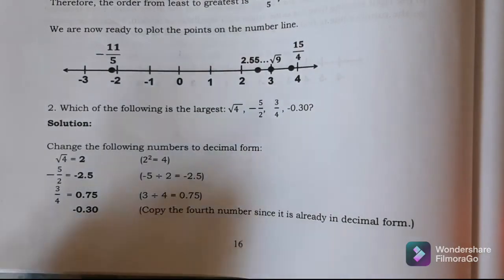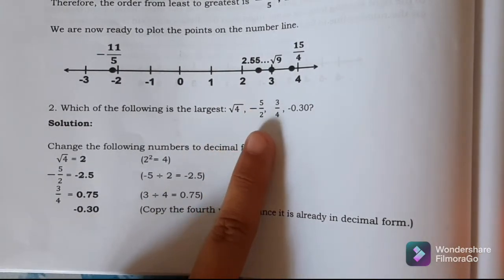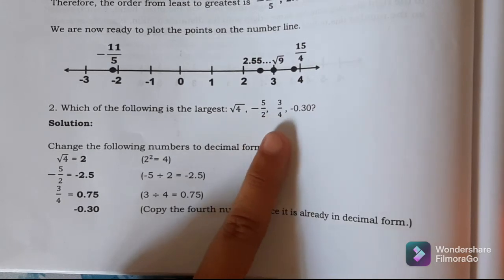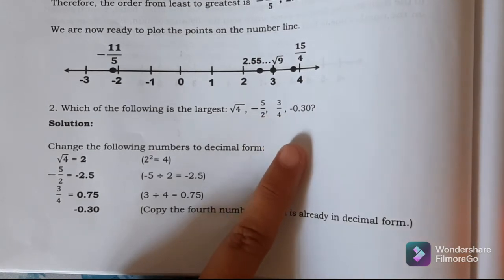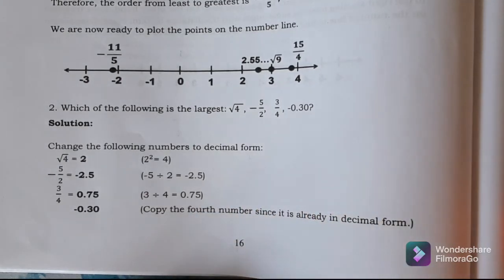Why don't you try number 2? Alin daw sa mga numbers na to ang largest? Again, magkakaiba sila ng form, so ang unang gawin is change the numbers into decimal form. Then you can easily determine which among these numbers will be the largest. Okay? Then also, pwede nyo ring malaman alin sa kanila ang pinakamababa, kasunod, and finally your largest number.